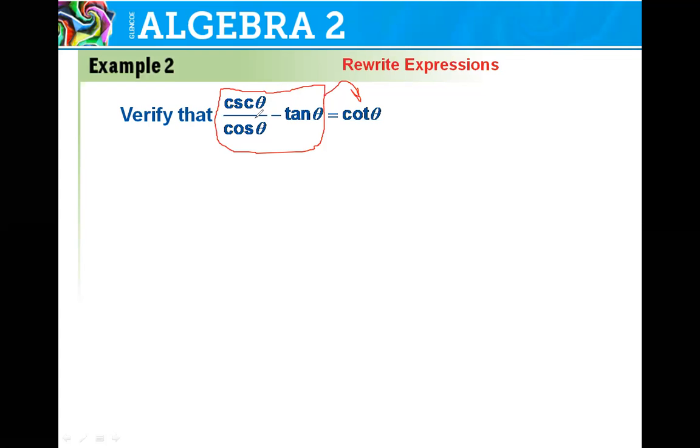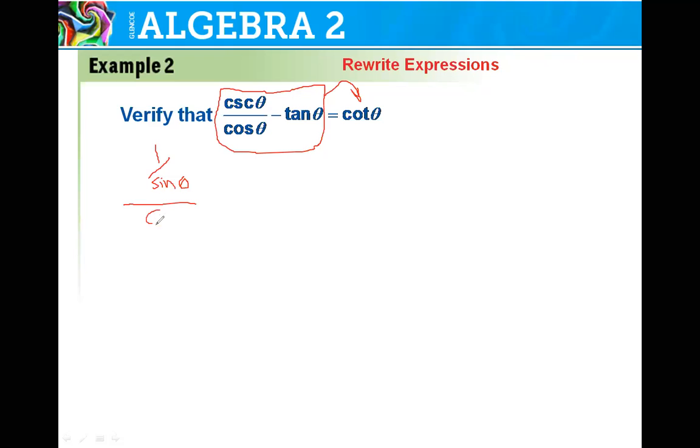Okay, cosec is what? Cosec is 1 over sine. So we have here to write 1 over sine instead of cosec. 1 over sine theta, and here cosine theta as it is.